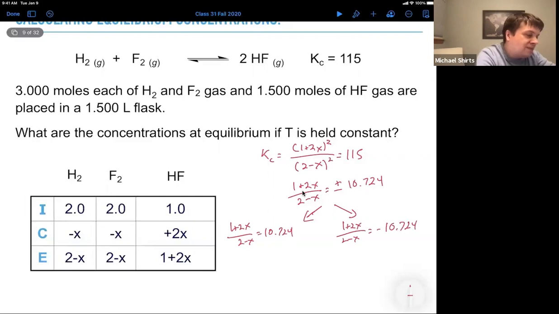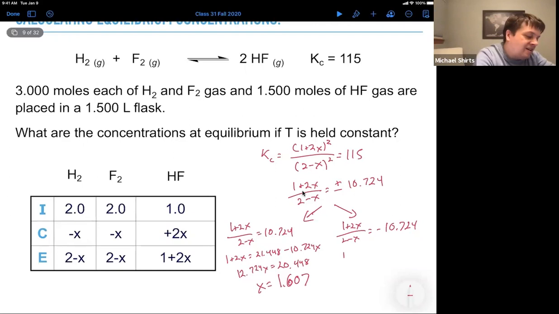For the first one, you multiply both sides by 2 minus x. You end up getting 1 plus 2x equals 21.448 minus 10.724x, which when you collect terms gives you 12.724x equals 20.448, and x equals, this is going to look familiar, 1.607.